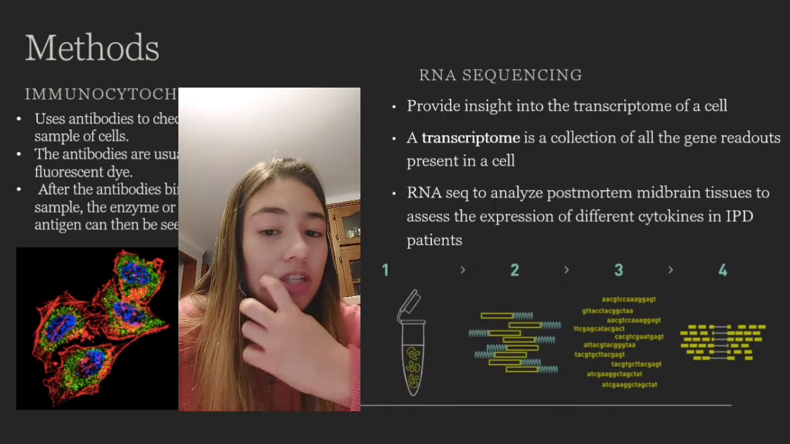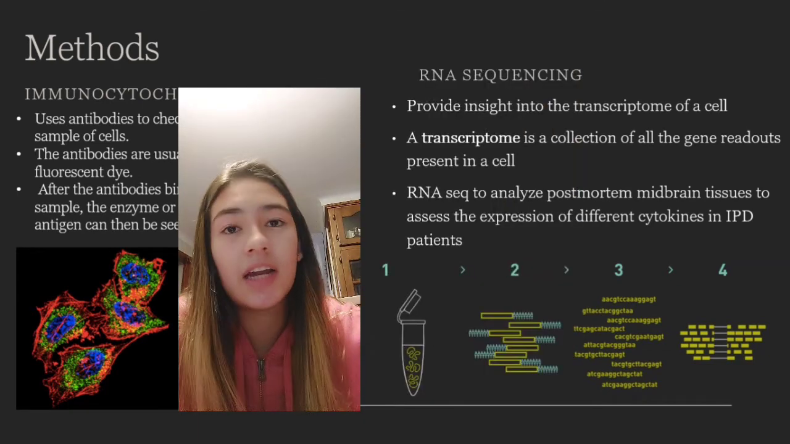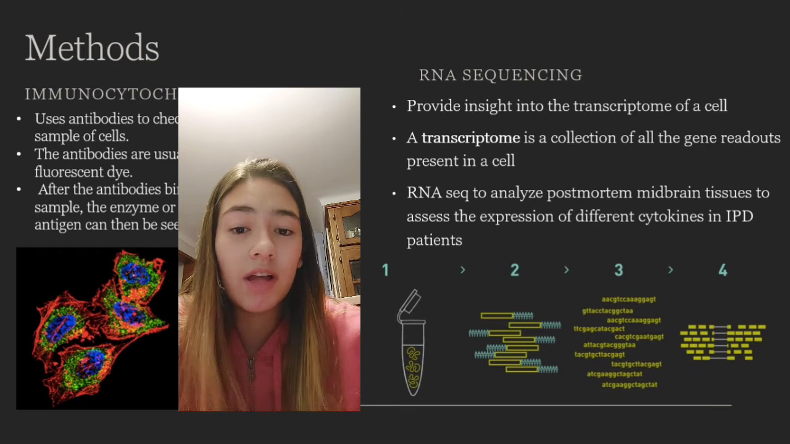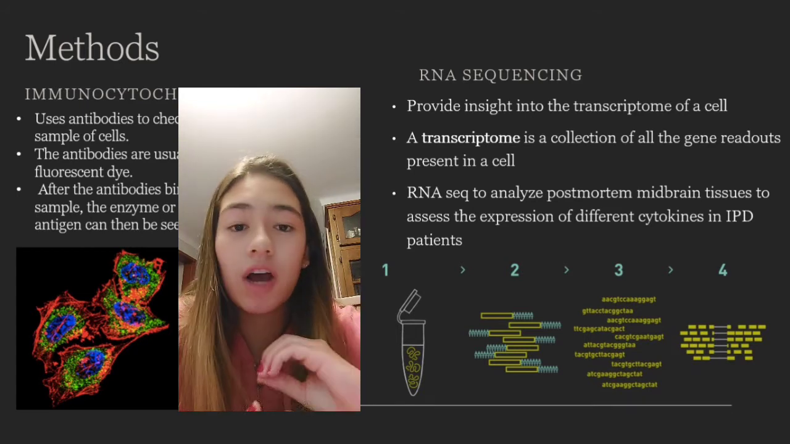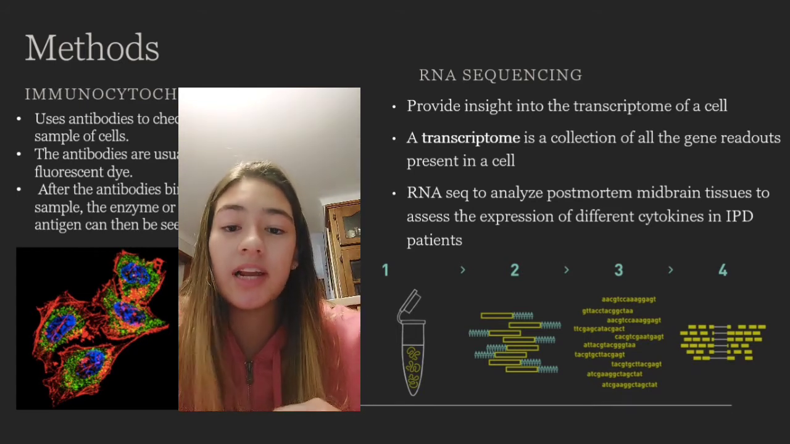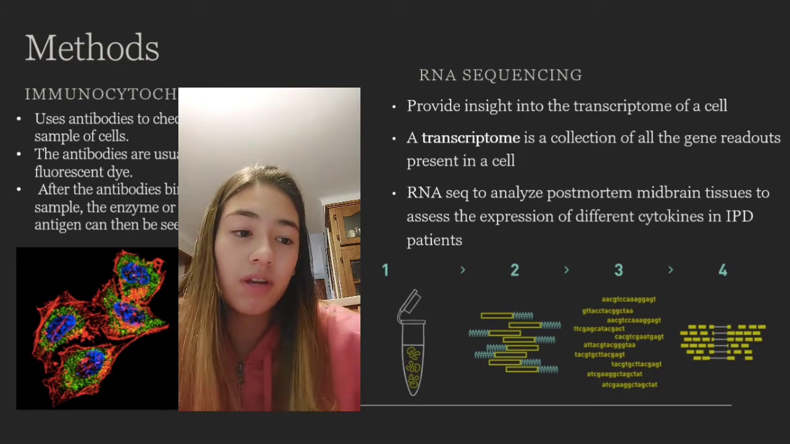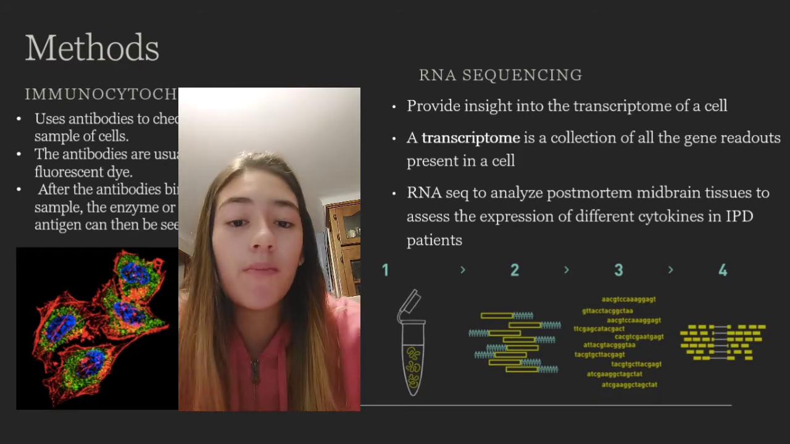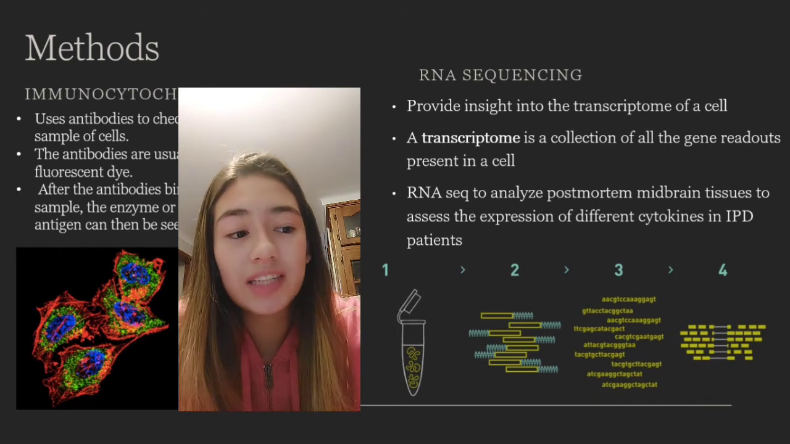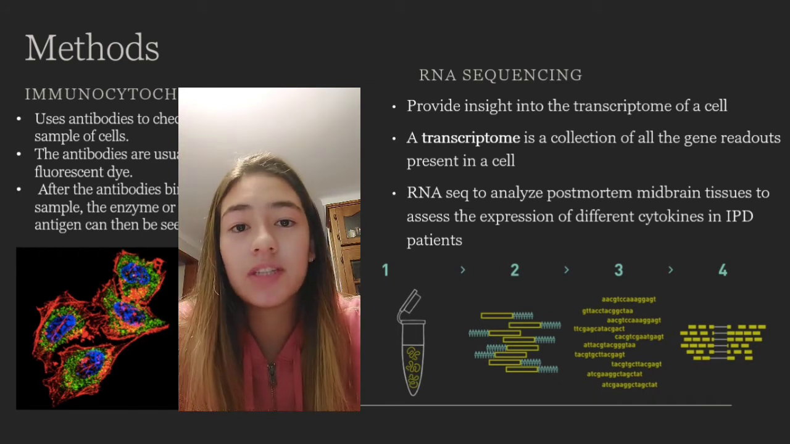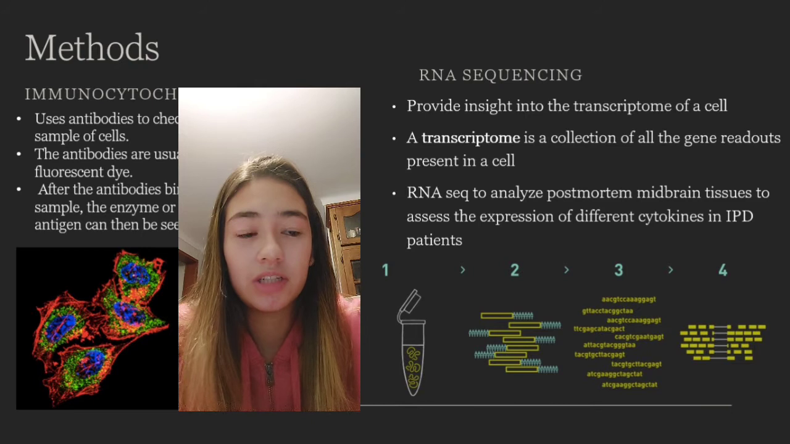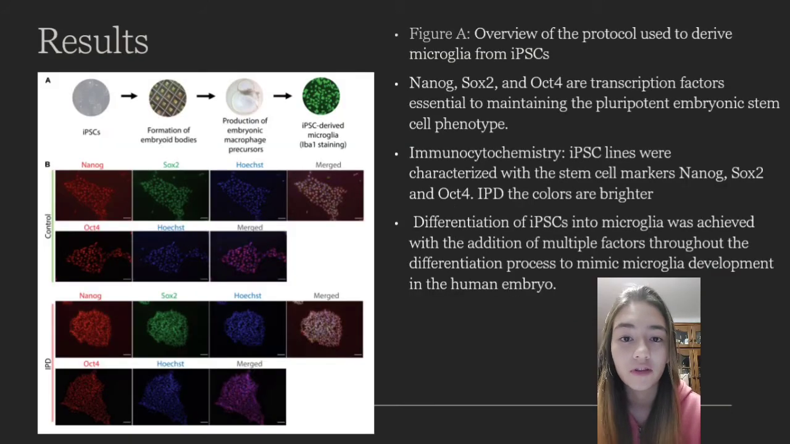And RNA sequencing is another method that provides an insight into the transcriptome of a cell. It is the collection of all the gene readouts present in a cell. And in our study, they use RNA sequencing to analyze postmortem midbrain tissues to assess the expression of different cytokines in IPD patients. So here are some results of the study.